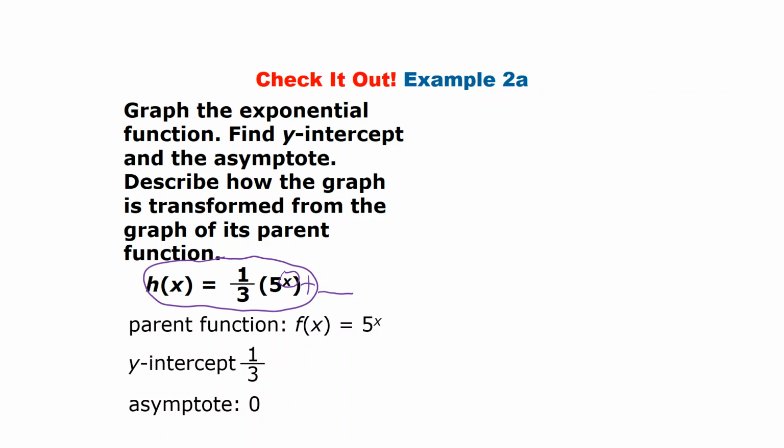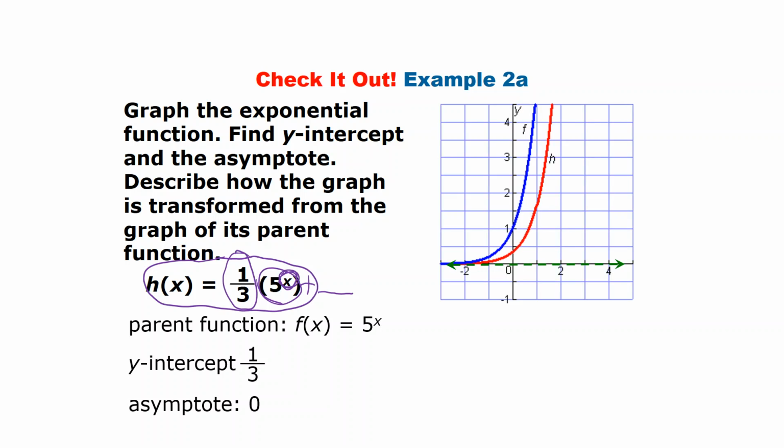All right, next we have to describe how it's transformed. So we can see that something is multiplied here. And so this is multiplied by our whole y. And so that tells us it's vertical and it's less than 1, so it's a vertical compression. Notice there's nothing else that has happened to my x, so that's all we're going to have on this one: a vertical compression by a factor of 1/3.